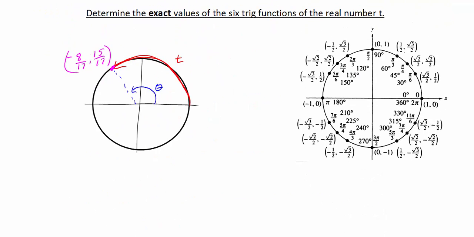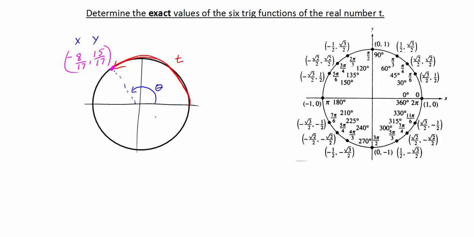If we look here at the first example, the direction says that we want to determine the exact values of the 6 trig functions of the real number t. So we've already drawn this out here. We don't know what t is, and we just want to find whatever the real number t is. We know that it's going to correspond to the following ordered pair that's given. And because we're in the second quadrant, we have a negative x value, negative 8/17, and a positive y value of 15 over 17. So they have given us the x and y coordinate for the real number t.